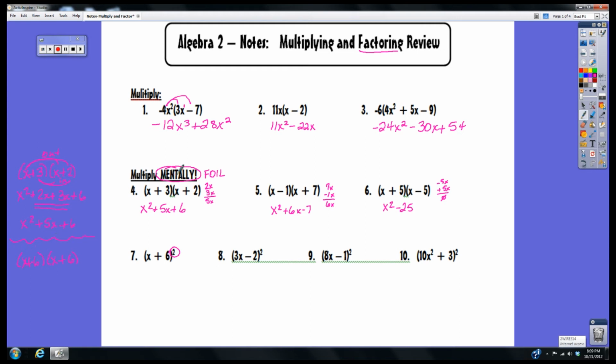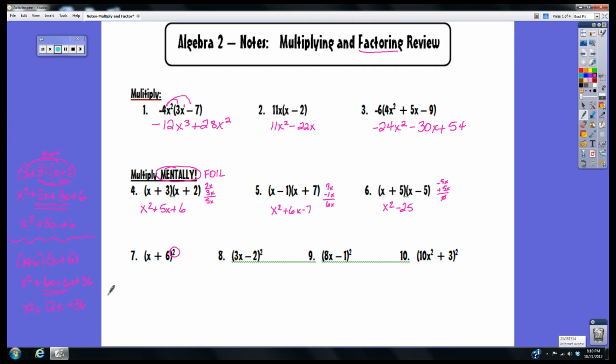Okay, if we just go through this mental process that we just went through, we're going to have x squared plus, I'm going to write out the long steps just so we can see it. We're going to have a 6x and another 6x, and 6 times 6 is 36. So here in the middle I have 12x. So this is going to be x squared plus 12x plus 36.